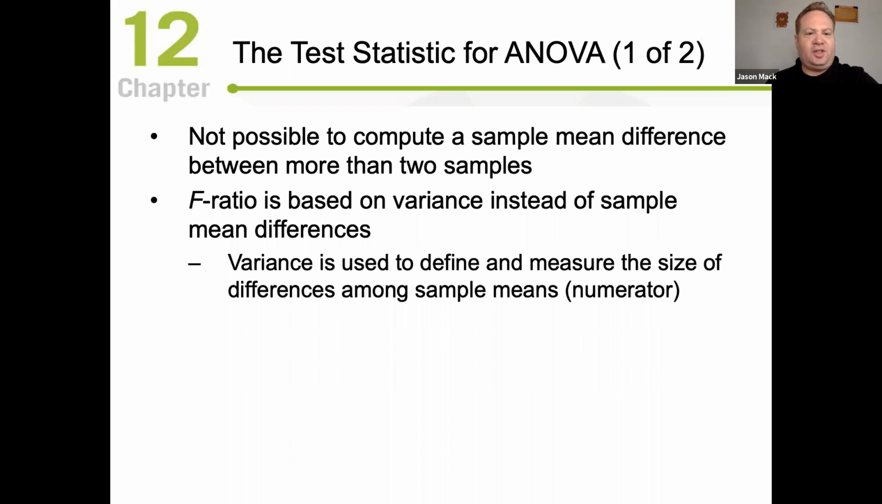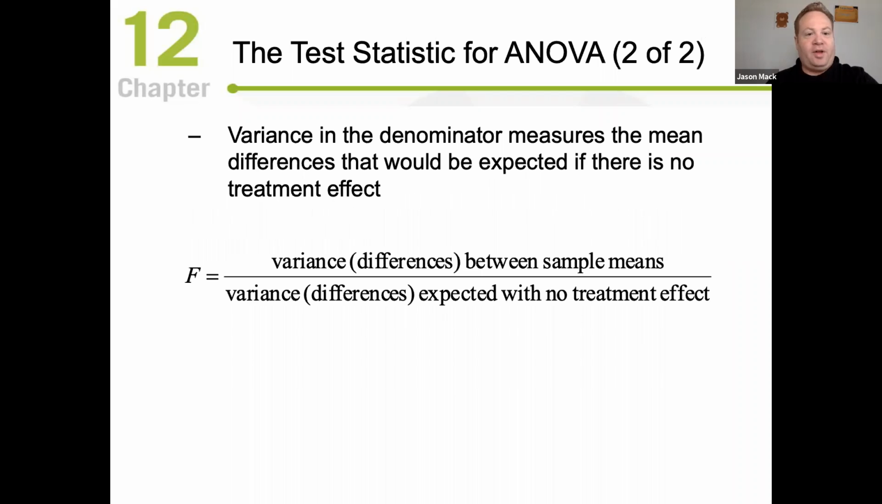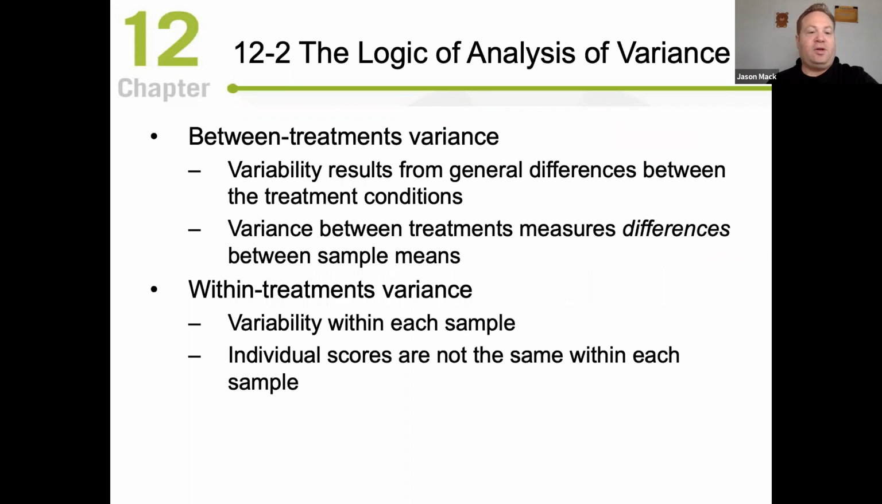The test statistic for ANOVA: it's not possible to compute a sample mean difference between more than two samples. The F ratio is based on variance instead of sample mean differences. Variance is used to define and measure the size of differences among sample means, the numerator. In the denominator, variance measures the mean differences that would be expected if there is no treatment effect. F is equal to the variance of differences between sample means over the differences expected with no treatment effect.